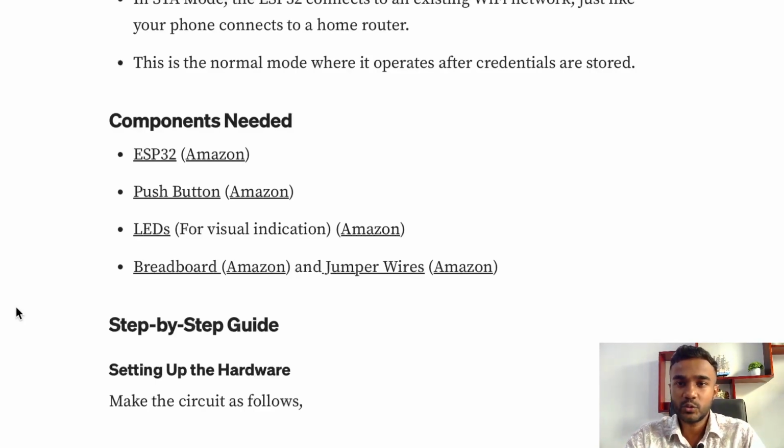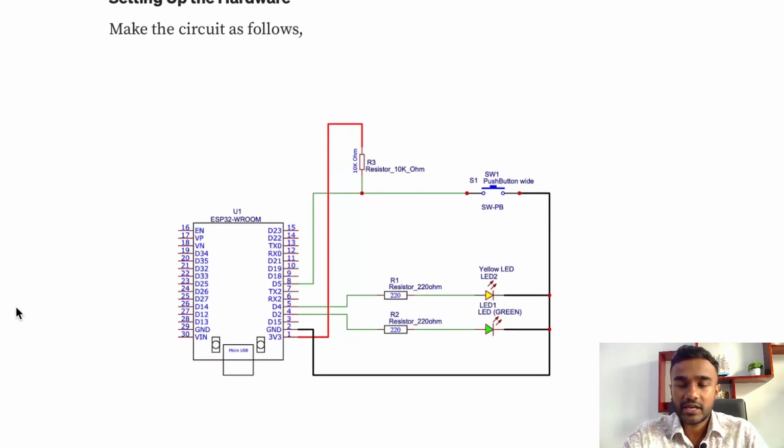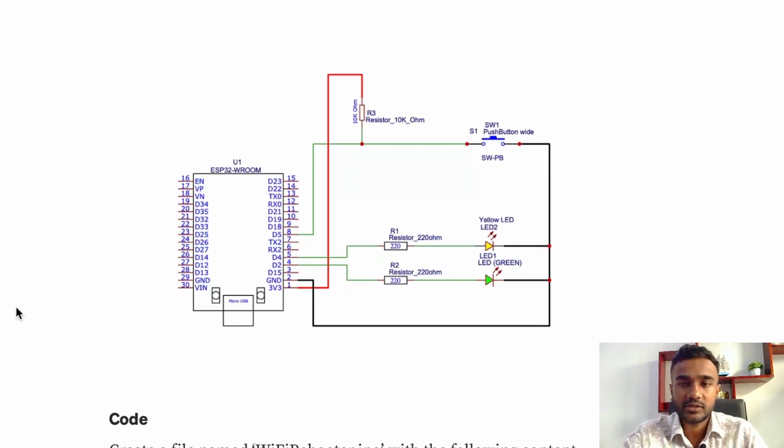We are having two LEDs here. One blinks when you are trying to connect, and when it is connected, it will be a solid color. When it is in the AP mode, we are having another solid color, which is a different LED. You also need a breadboard and some jumper wires, and you need to have this circuit with some resistors and the components I mentioned. So you can just use this circuit.